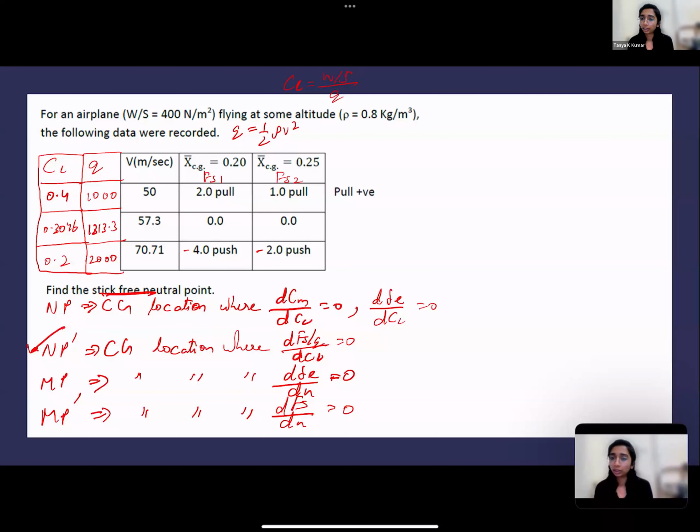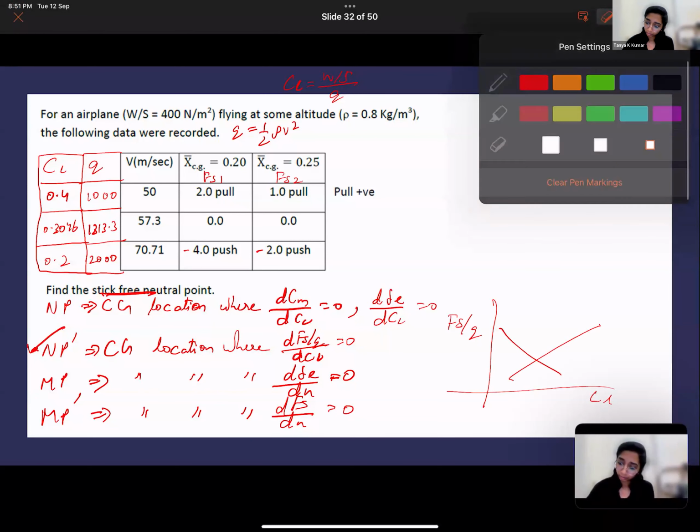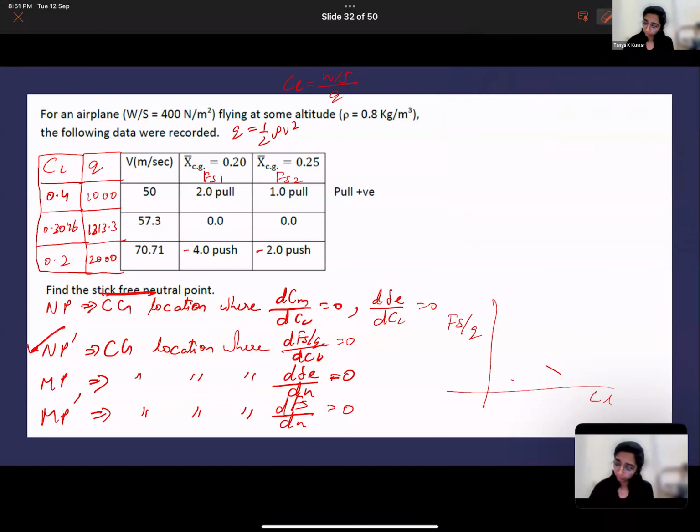Okay, so you need to find out the slope. For the slope, we need 2 points. 2 points of what? So your graph should be Fs by Q and Cl, and then you should have some sort of a line. So you need 2 points for that, right? So what are those 2 points?